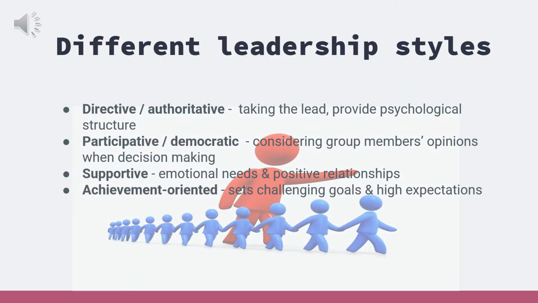Directive leadership refers to a management style where the leader is in complete control. Participative leadership is a style of leadership in which all members of the organization work together to make decisions. Supportive leadership is a leadership style in which the leader supports their subordinates with tools and resources. Lastly, achievement-oriented leadership is characterized by a leader who challenges subordinates to perform work at the highest level possible.